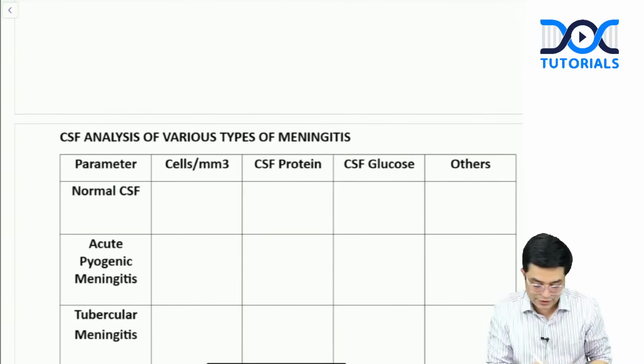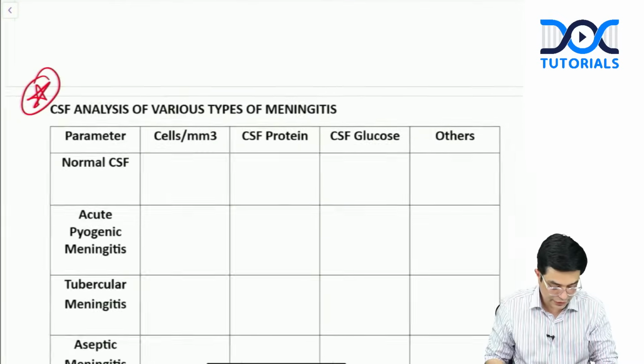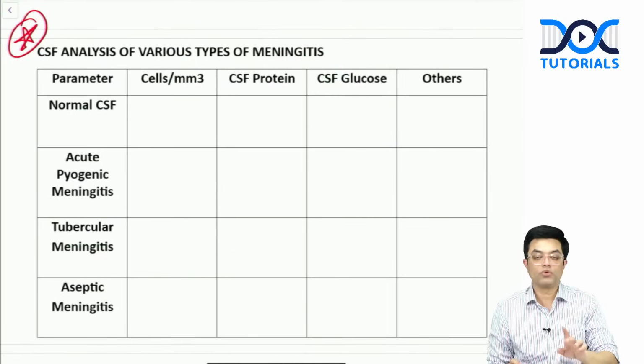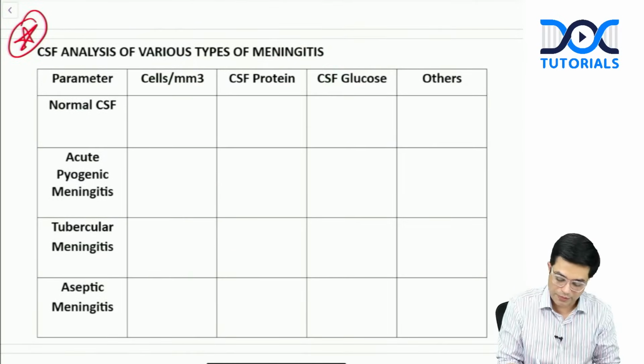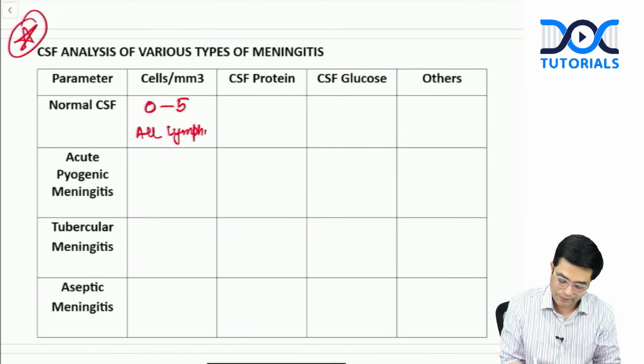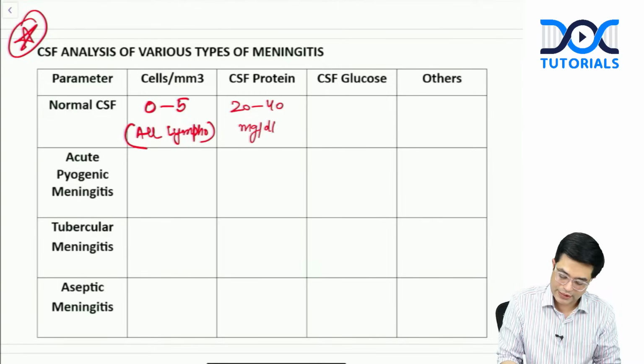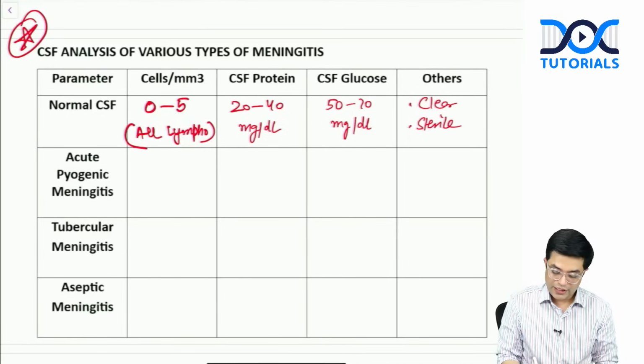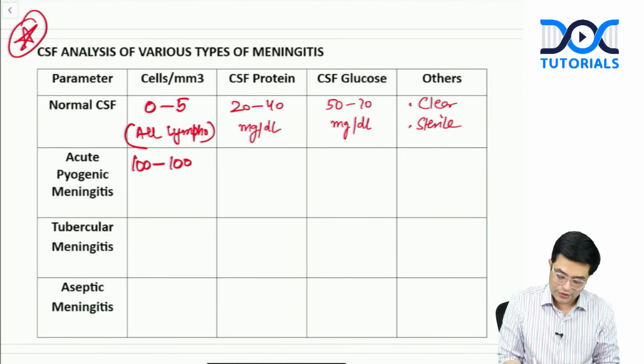So let's make a table. This is a very very important table that we need to revise. So मेरे साथ जल्दी से भरो इसको. ये बच्चों की बात हो रही है. Meningitis. Normal CSF: how many cells? 0 to 5 cells. All of them are lymphocytes. CSF protein 20 to 40 milligram per deciliter. CSF glucose 50 to 70 milligram per deciliter. Normal CSF is clear, normal CSF is sterile. Acute pyogenic meningitis: 100 to 10,000 cells, but कौन से सेल मिलते हैं? Neutrophils are found.